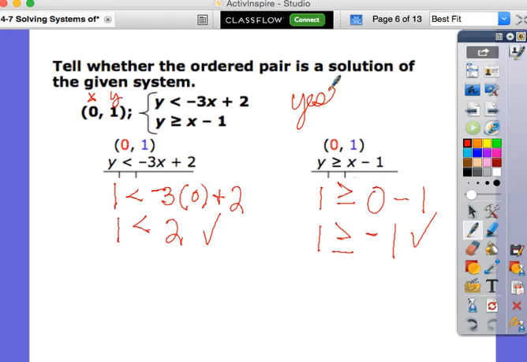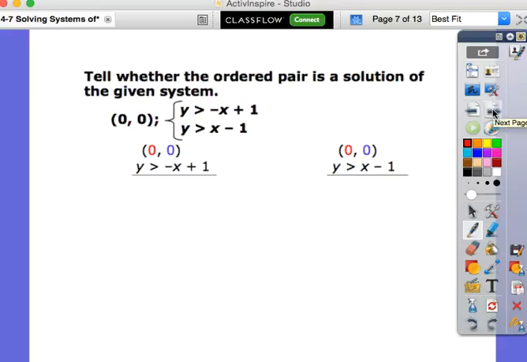Okay, now we're going to move on to graphing them. So are there any questions? Oh, wait. No, we still have another one, don't we? Yeah. Okay, I'm sorry.